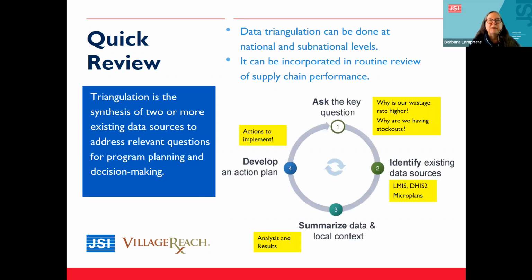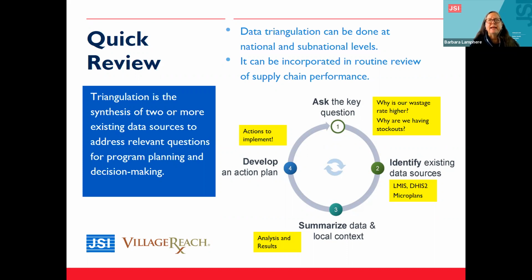And here's the diagram we saw last week. The process of data triangulation starts by identifying the question, the issue, the supply chain problem you want to explore, and for which you want to find a solution. The second step is identifying the data sources. These could be existing data sources such as LMIS, DHIS2, possibly service data and microplans.